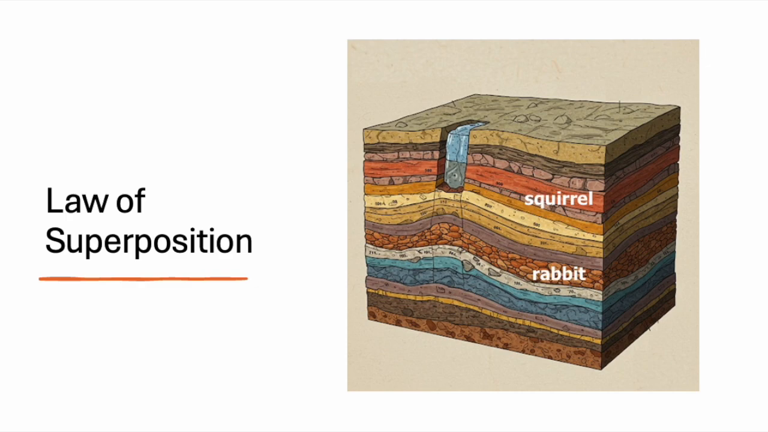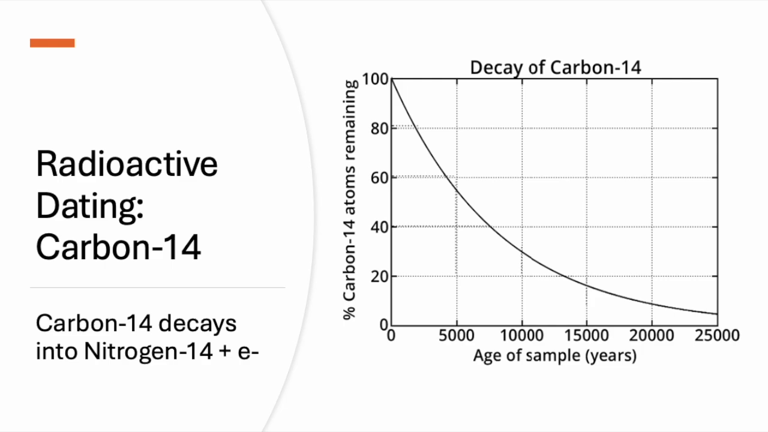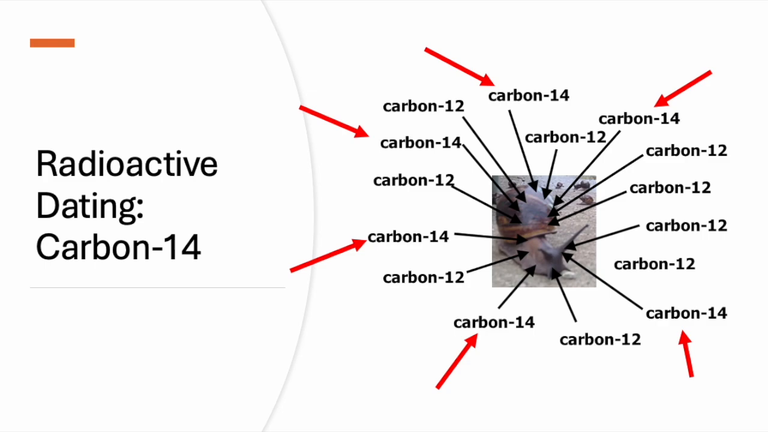However, the law of superposition only provides a relative age, not an absolute age. To determine the absolute age of rock, scientists use a technique called radioactive dating. Radioactive dating is based on the fact that certain elements, called radioactive isotopes, decay at a constant rate over time. By measuring the amount of radioactive isotope remaining in a rock, scientists can calculate the rock's age.